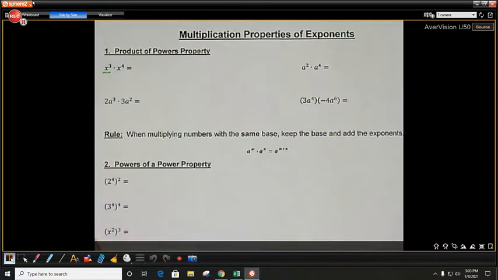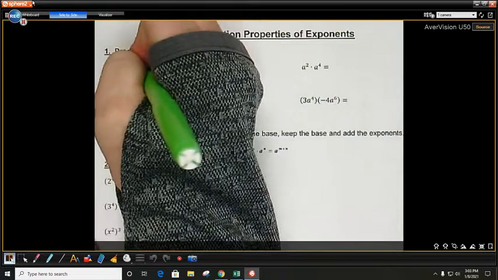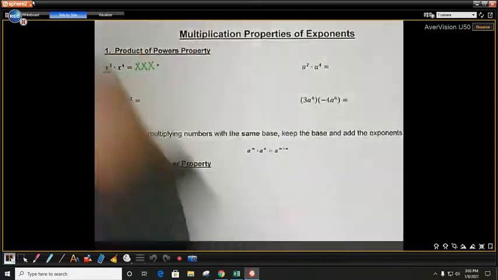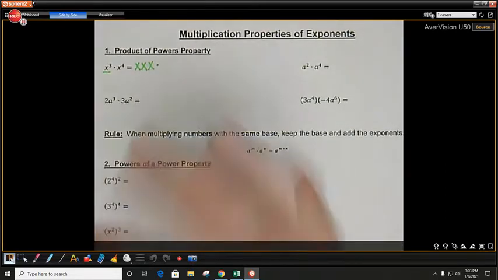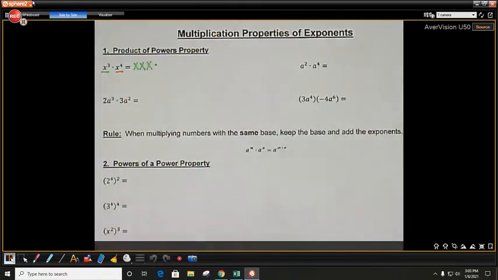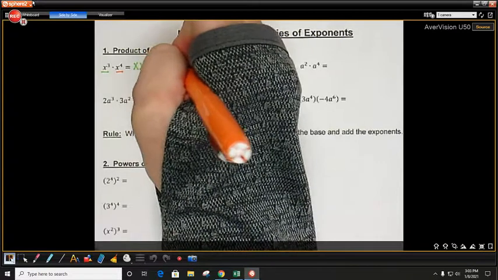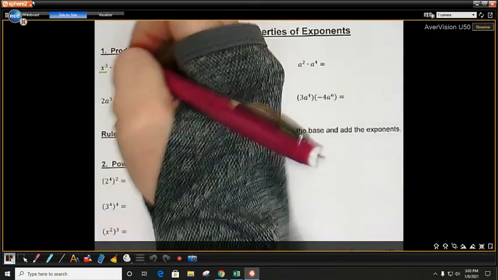So x to the third power means I have x multiplied by itself 3 times. So I'm going to write that out as x, x, x. Then I see my dot to represent multiplying. And then I have x to the fourth power. That means I have x multiplied by itself 4 times. So we're going to expand it, which means get rid of the exponents by writing it out. And then we're going to put it all back together and see how many total x's we have.